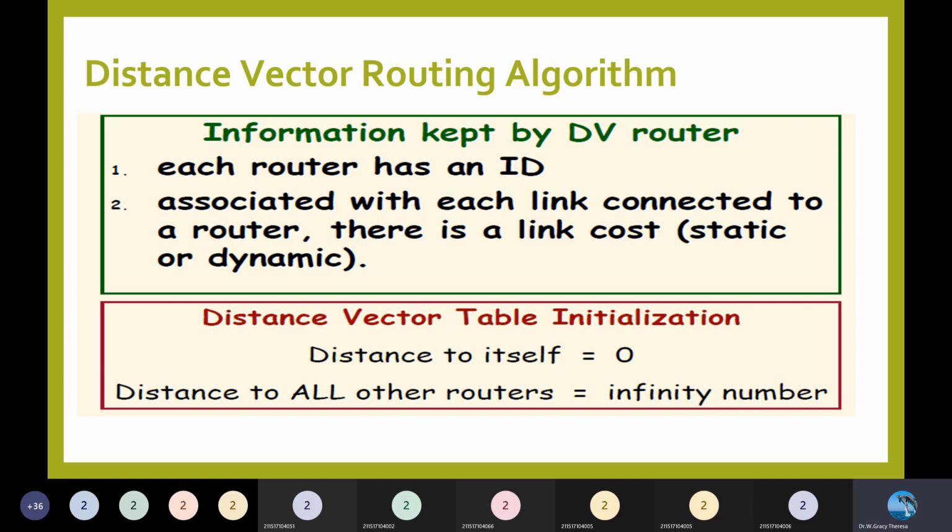That is, each router has its own ID, as well as being associated with each link that is connected to the router. Each and every link has an ID associated with it, and therefore there is a link cost, which can be either static or dynamic.